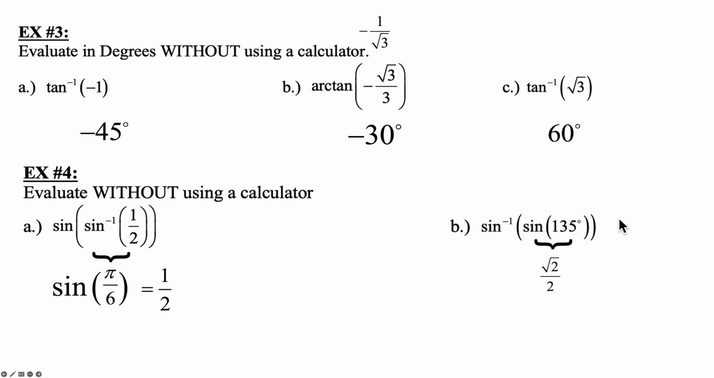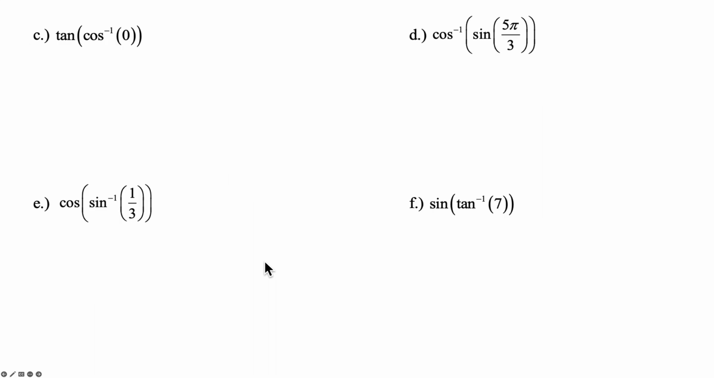So sine of 135 degrees is a 45-degree reference angle in quadrant 2, so that's square root of 2 over 2. Now, the inverse sine of square root of 2 over 2, it's positive. This puts me in quadrant 1 for a 45-degree reference angle. Notice these did not come out to be the same, so that's why we have to do these inner and outer, each one individually.